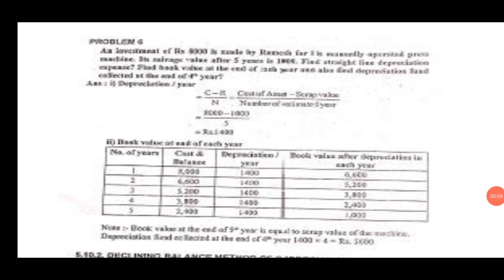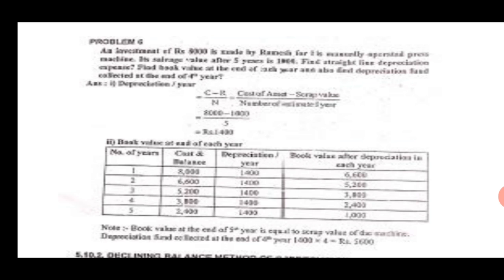Now we shall see one more problem on the straight line method of computing depreciation. An investment of rupees 8,000 is made by Ramesh for his manually operated press machine. So Mr. Ramesh buys a press machine which cost him 8,000 rupees. Its salvage value after 5 years is 1,000 rupees. So it has got a life of 5 years, and after 5 years when he sells it, he will get 1,000 rupees as a scrap value.